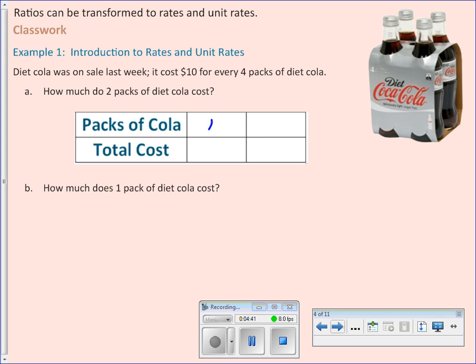So I know that it's 4 packs for $10. Draw this table in your notes. If it's 4 packs for $10, how much would 2 packs cost? So let's scale it down on our ratio table. If 4 packs were $10, 2 packs would be $5. I'm scaling it down. So instead of 4, I want 2. How much does 1 pack of Diet Cola cost? So let's scale it down again. $2.50. Right, $2.50.